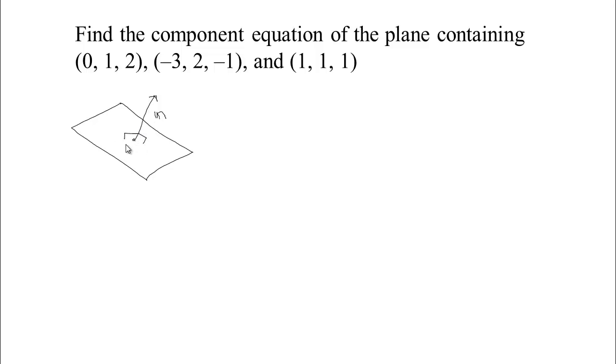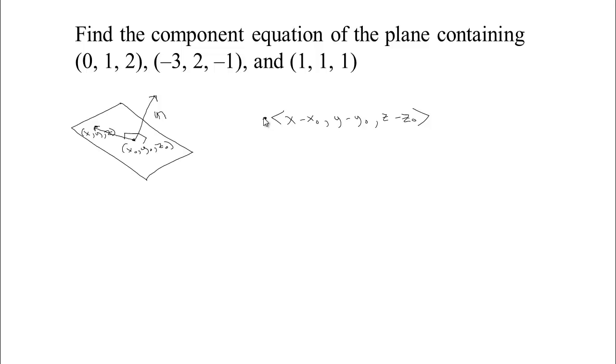If you know the normal and you know a point on the plane, let's call it x naught, y naught, z naught, then for any other point on the plane, x, y, z, the vector that would carry you from that known point to any other point would have to be perpendicular to the normal. The vector that would carry you from x naught, y naught, z naught to x, y, z would be x minus x naught, y minus y naught, and z minus z naught.